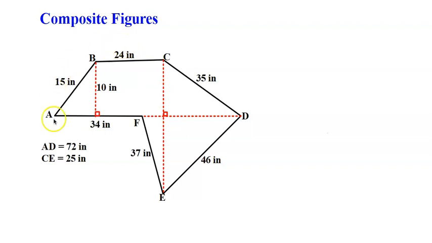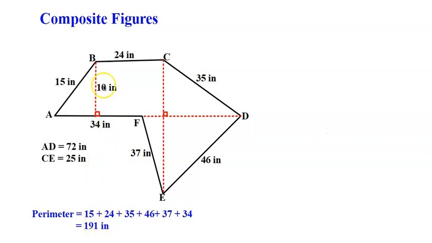Perimeter is pretty easy. Perimeter, you just add up all the sides, right? So boom, there it is. 15 plus 24 plus 35 plus 46 plus 37 plus 34 equals 191 inches. Always use your units when you have units.